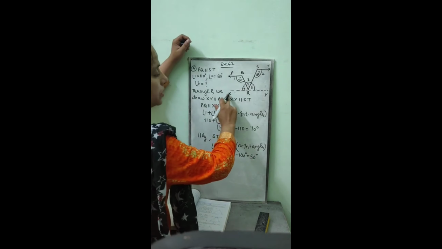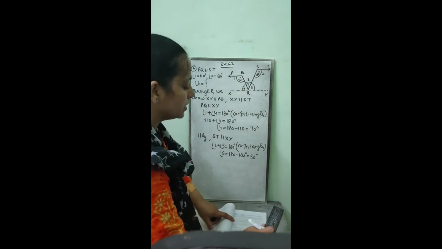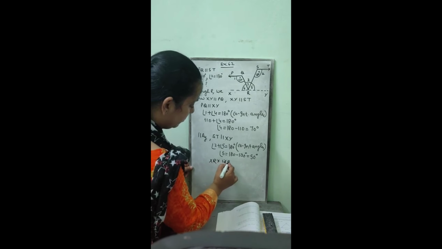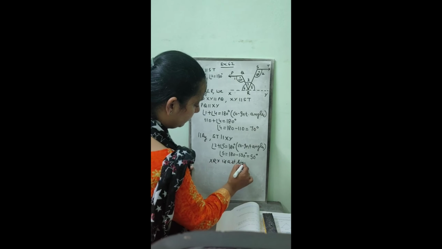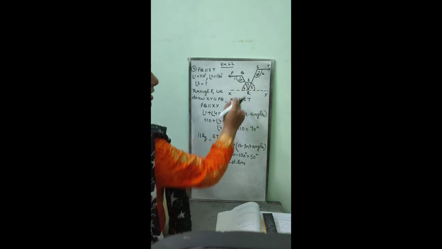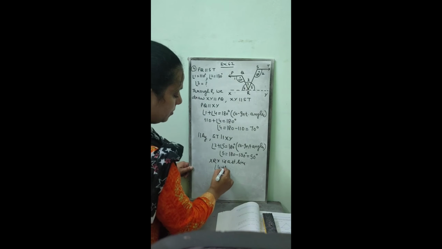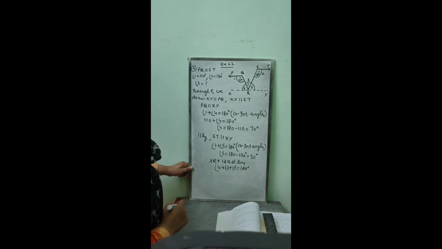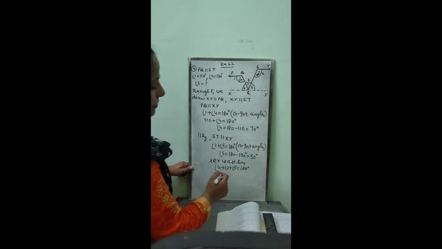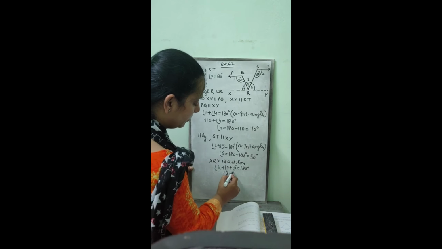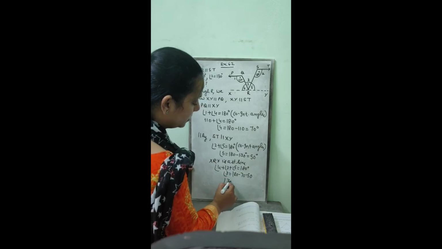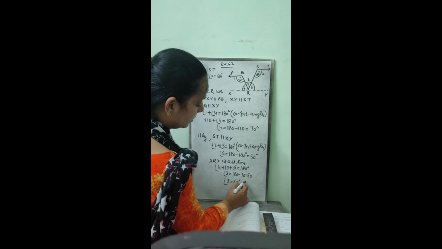Students, see this line XRY, this is a straight line. If this is a straight line, 4, 3 and 5 all will make 180. 4 is 70, 5 is 50. So what will be 3? 180 minus 70 minus 50. Angle 3 will be 60 degree.